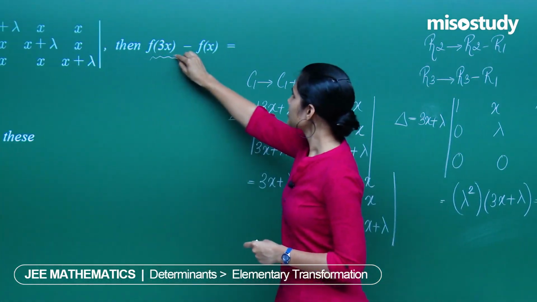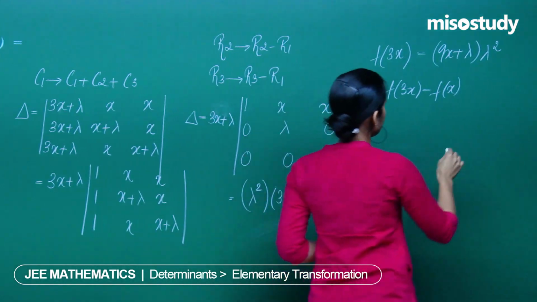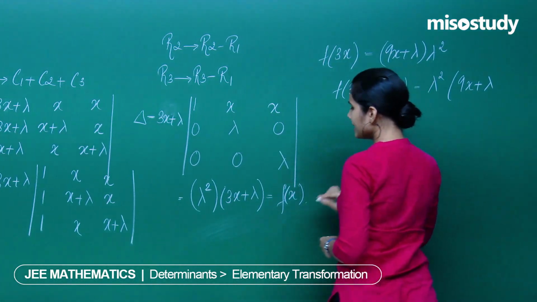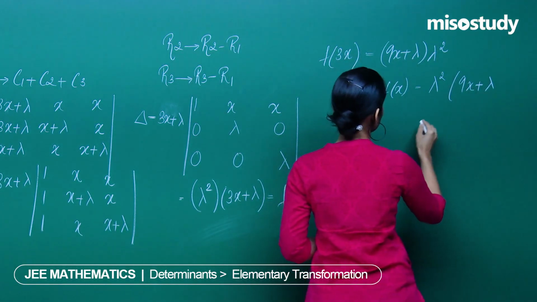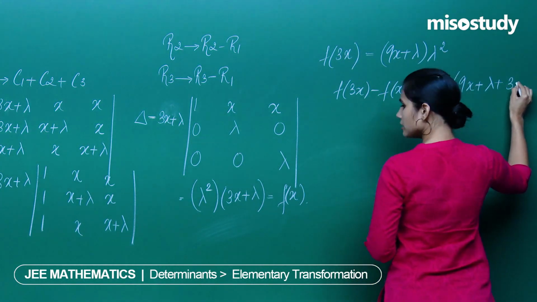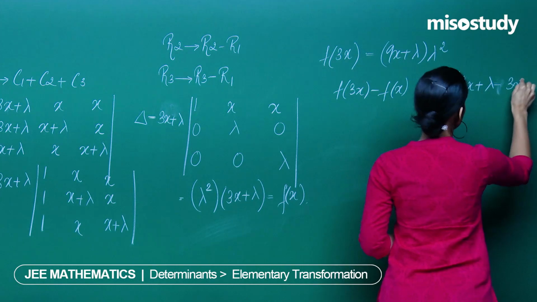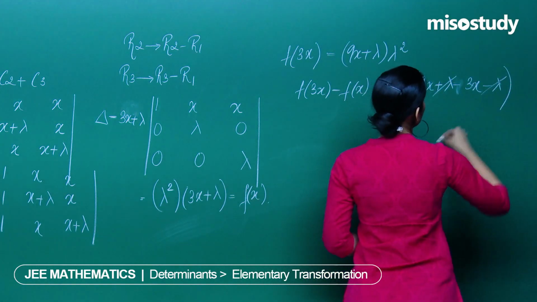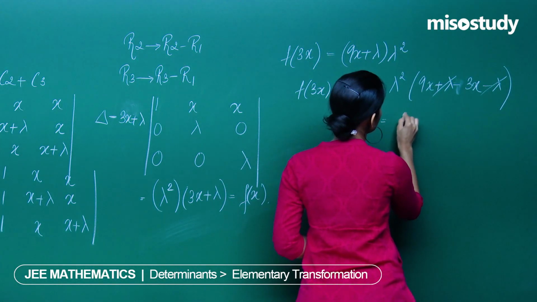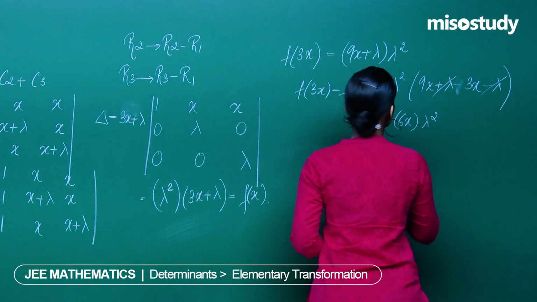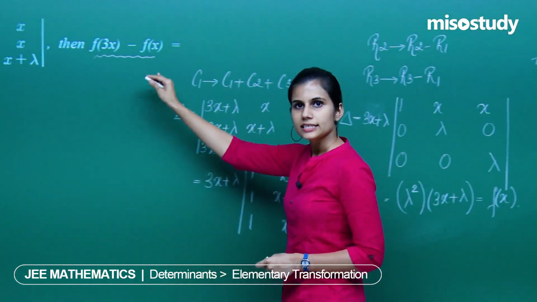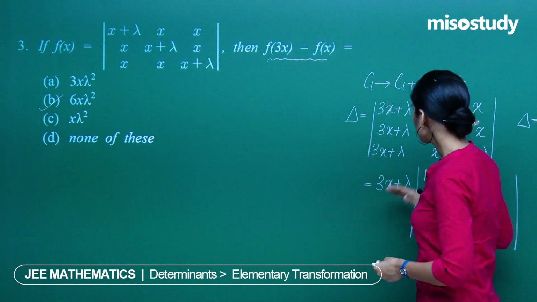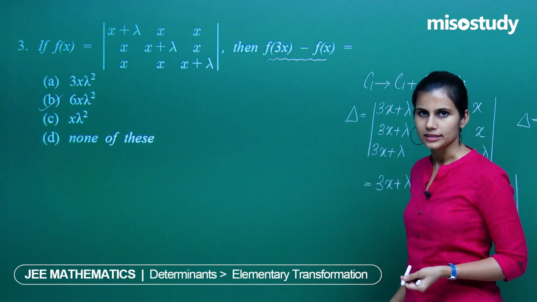f of 3x minus f of x is what? f of 3x is lambda squared times 9x plus lambda, minus f of x, which is lambda squared times 3x plus lambda. So lambda squared common, minus 3x, minus lambda, because we want to subtract it, right? Plus lambda, minus lambda cancels. You have 9x minus 3x, which is 6x, into lambda squared, and therefore this quantity is coming out to be equal to 6x into lambda square. Nothing great, I just used the very operations to evaluate the determinant and I got my answer.